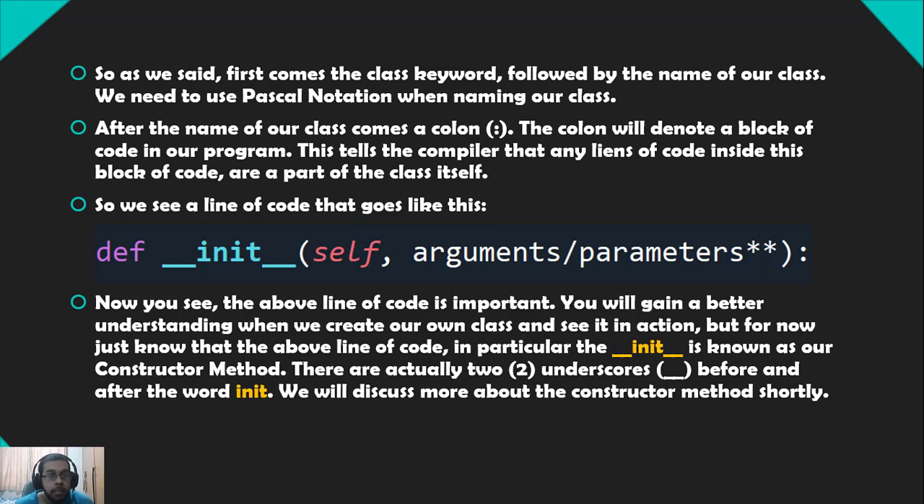Now you see, the above line of code is important. You will gain a better understanding when we create our own class and see it in action. But for now, just know that the above line of code, in particular the init, is known as our constructor method. There are actually two underscores before and after the word init. We will discuss more about the constructor method shortly.